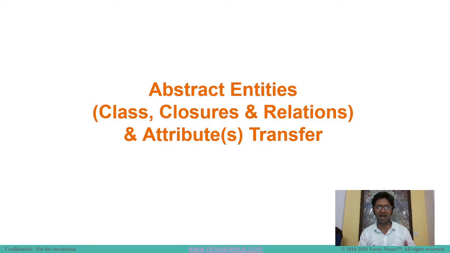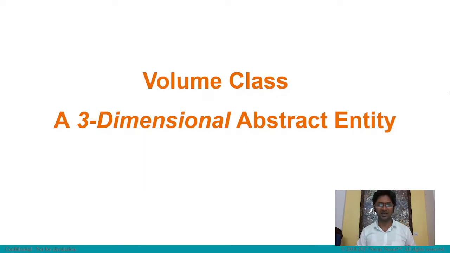Now let's see the abstract entities in detail and try to understand how the simulation physics or the information is getting transferred to the actual geometrical part. Let's start with the volume class. So all of you know what classes are. Classes are the entities which have some specific dimension but not any specific shape until we are combining them with a particular CAD model.